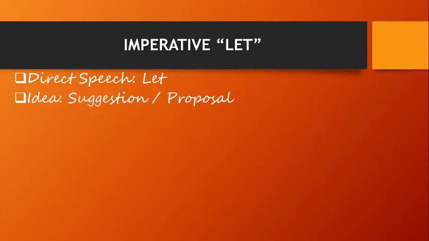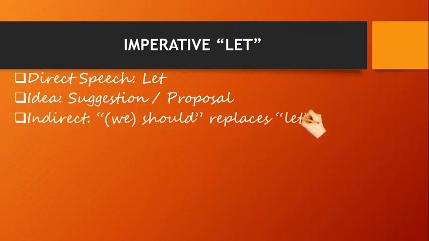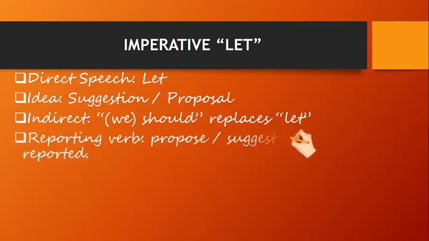And in this case, when we are doing indirect speech, we replace the let part with should or we should. Basically, let is replaced with should, and there may be a subject that precedes the should. Apart from that, we also change the reporting verb to propose or suggest.